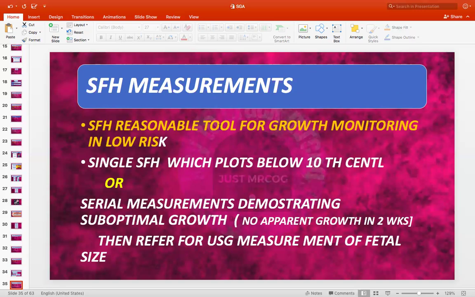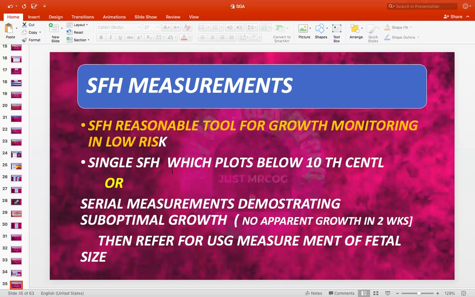SFH is a reasonable tool for growth monitoring in low risk. A very important thing is that we consider it an important tool to measure growth only in low-risk patients. While measuring SFH, there are certain points. If a single SFH plots below the 10th centile, or when serial measurement demonstrates suboptimal growth, like when you have checked at 28 weeks, then 30 weeks, then 32 weeks, and you think that SFH is not showing increased growth or enough growth.